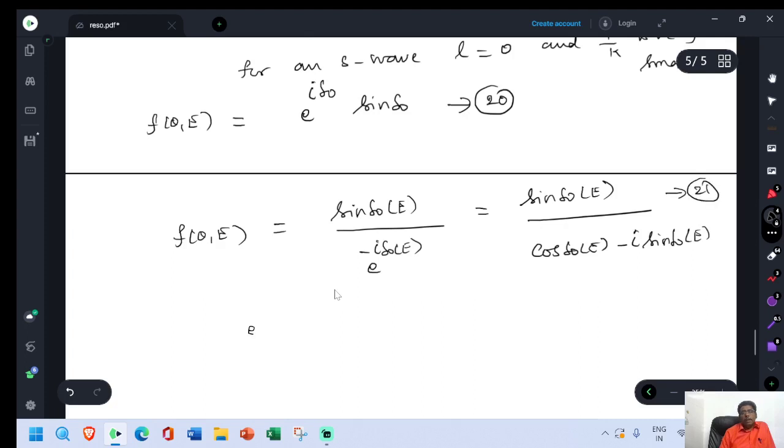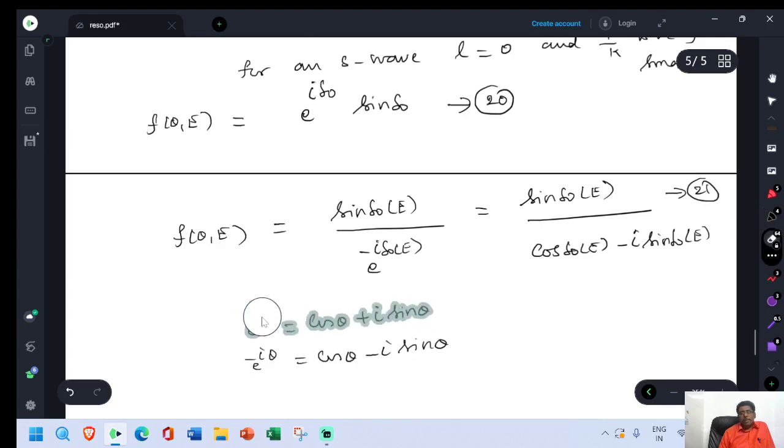e^(iθ) equals cos θ plus i sin θ. If you put e^(−iθ), that is equal to cos θ minus i sin θ. Using this, we have expanded this: e^(−iθ) equals cos θ minus i sin θ.